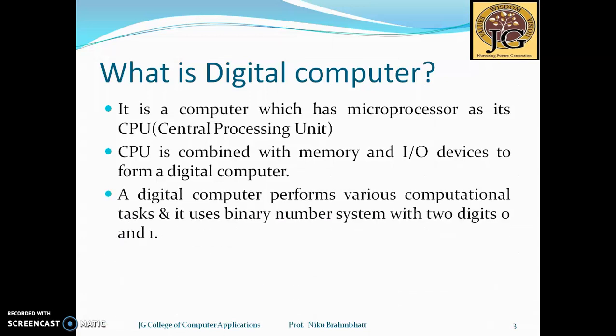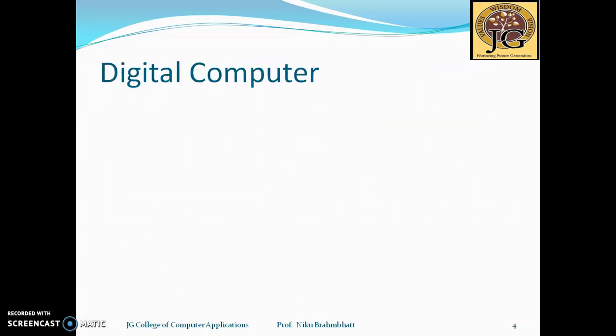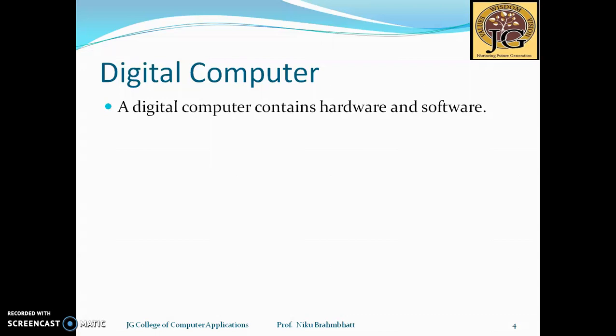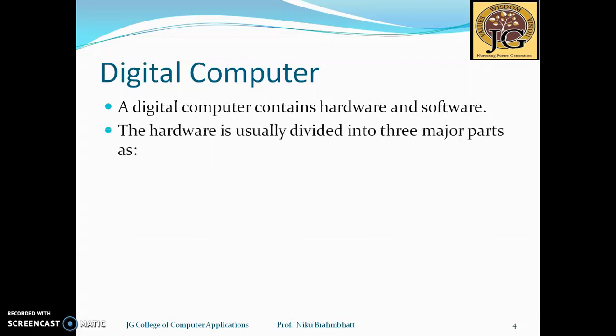A digital computer performs various computational tasks, and it uses the binary number system with two digits, 0 and 1. This digit is called a bit. A digital computer contains hardware and software. The hardware is usually divided into three major parts: memory, CPU, and IOP.